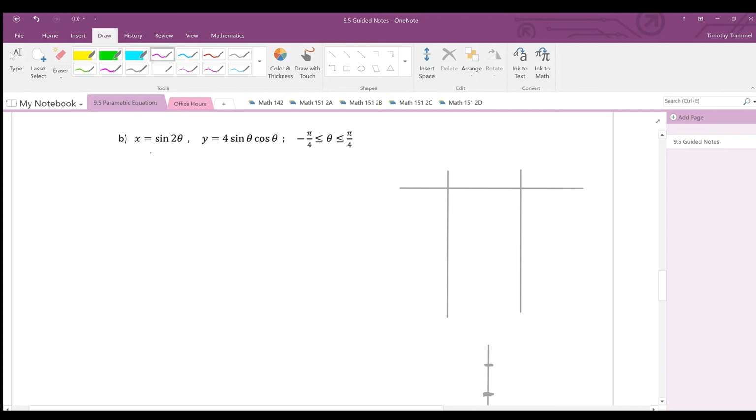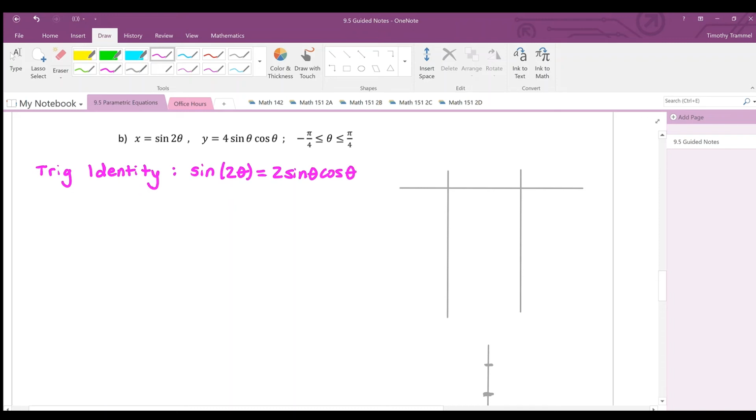But I want you to think for a second. Do you see any connection between these two? So we have a trig identity which is going to be particularly useful here, and that is that sine of 2 theta is equal to 2 sine theta cosine theta.